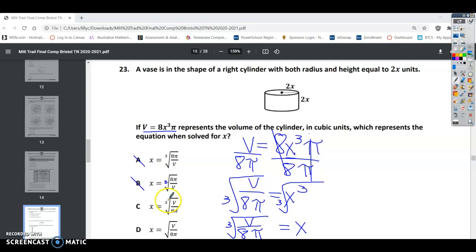C says the cube root of V over 8 pi. So if we look here, cube root of V over 8 pi, that is our answer. And this one, again, doesn't have an index, so even though the other part looks correct, that's assumed to be a 2. It's assumed to be a square root when there's no index, so that one is incorrect as well. So, number 23, the correct answer is C.